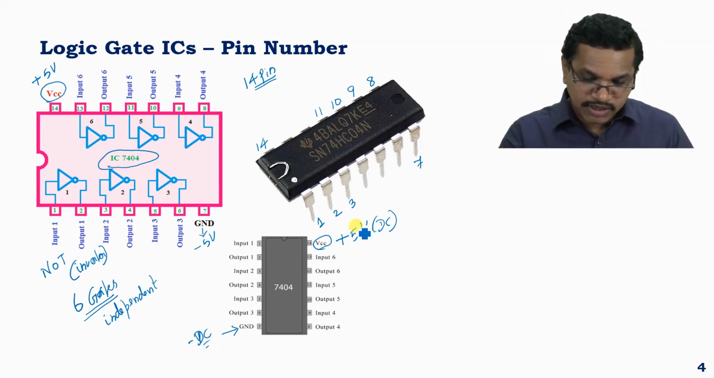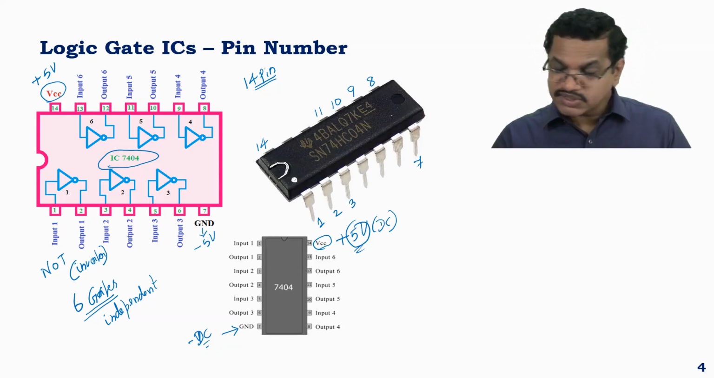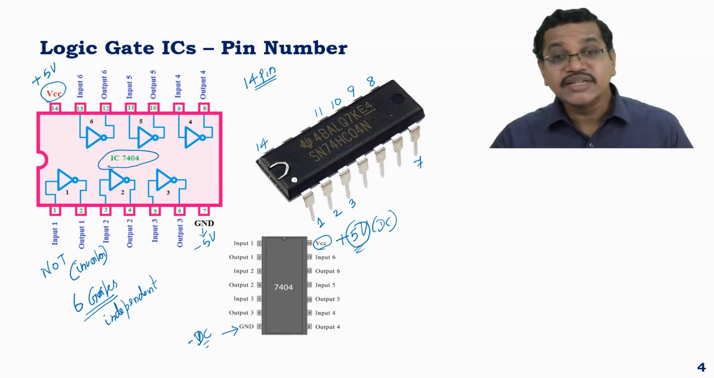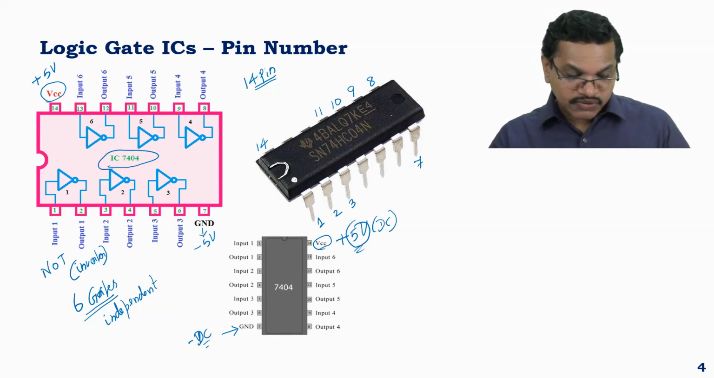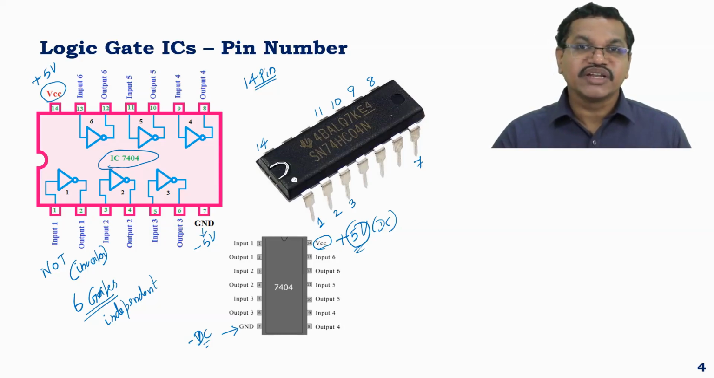So this 5 volt alone, you be very careful. Don't go beyond that 5 volt. This is how we identify the pins of the IC, the logic gate. Of course, we have come across NOT gate. There are other gates also. We will see the pin configuration of other gates.